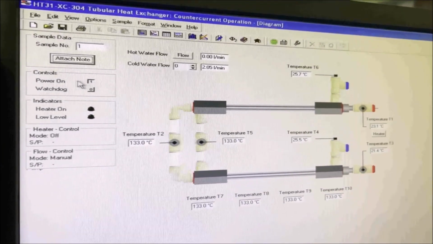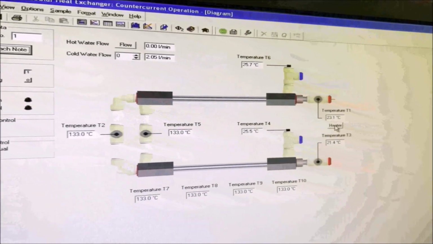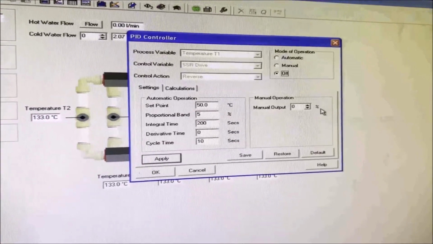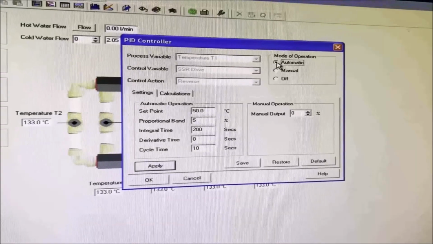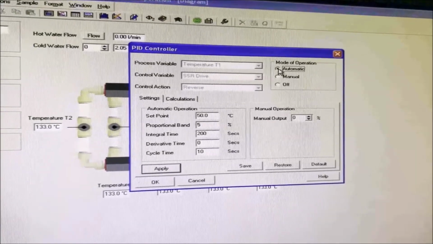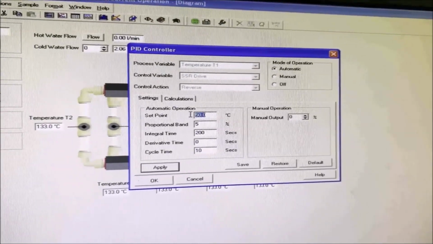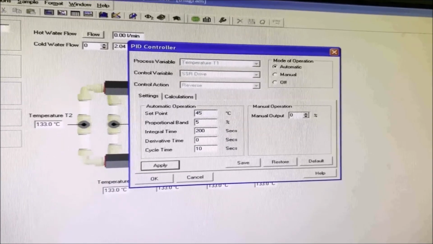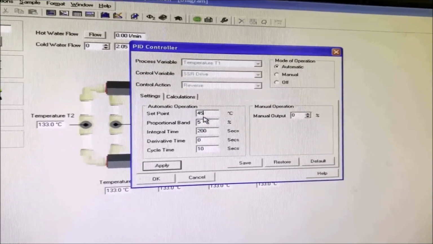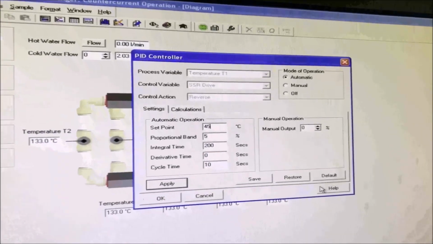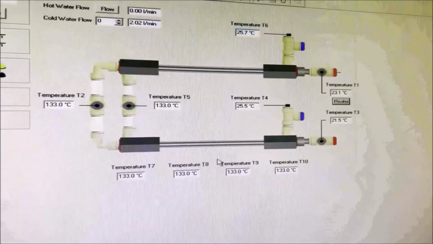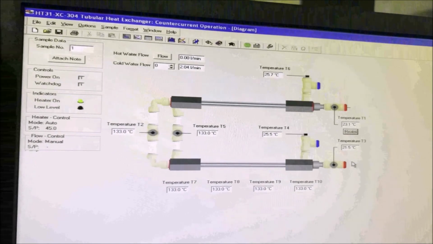Once you make the power on, then I will start the heater in the tank. So here you make the heater automatic. I set here 45 degree. Heat the water up to 45 degree and then switch off the heater automatically. Understand? And then I will click apply. Now the heater will start heating the water.